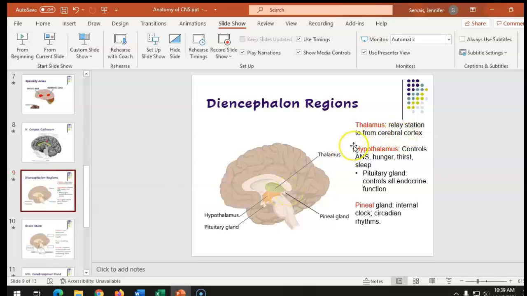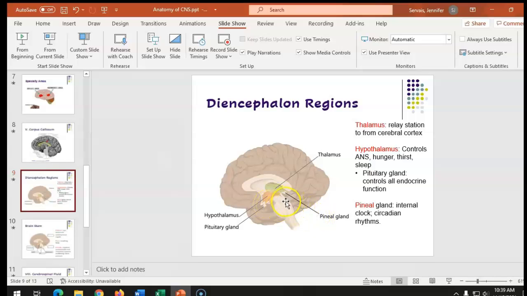The thalamus's job is it's a relay station to and from the cerebral cortex. The hypothalamus's job is it controls the autonomic nervous system, including hunger, thirst, and sleep, and your pituitary gland will sit just posterior to that, which controls all endocrine functions.